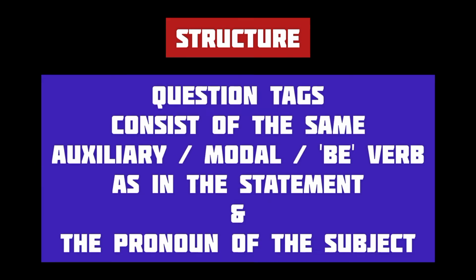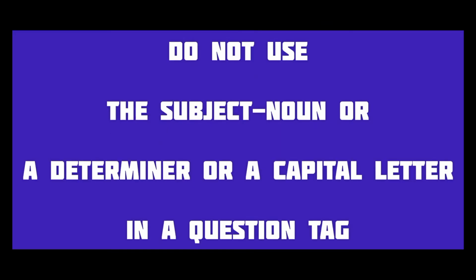What is the structure of question tags? It has two elements or two constituents. The same auxiliary or modal verb or verb be as used in the statement and the pronoun of the subject. Mind you, the pronoun of the subject. We understand that if the subject of the statement is a noun, its pronoun will be used in the question tag. So we learn that in a question tag, we cannot use the principal verb of the statement, we cannot use the noun of the subject, we cannot use a determiner or a capital letter.